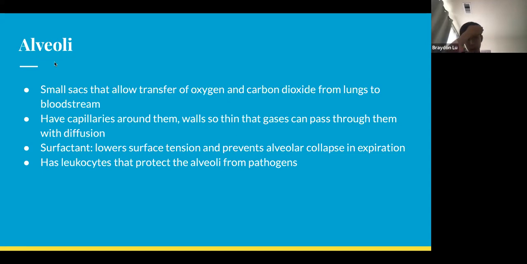Alveoli also contain cells that secrete surfactant. Surfactant is a compound that helps lower the surface tension, and this is really important for alveoli because it helps prevent alveolar collapse whenever you exhale. What is that?